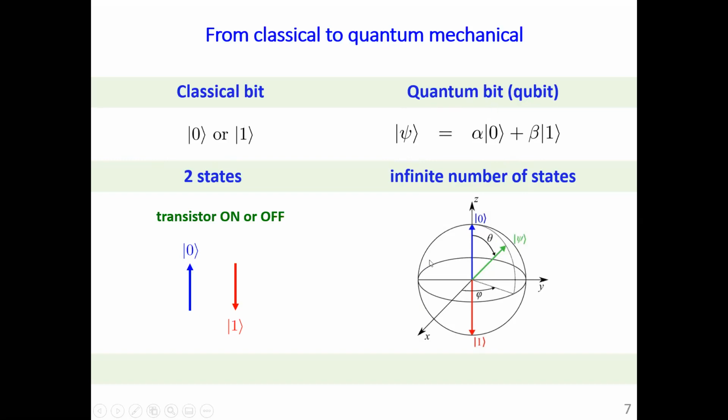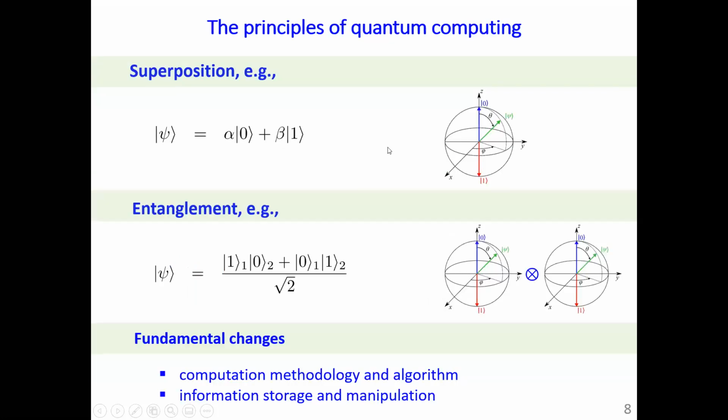bit can be located anywhere around this Bloch sphere. That means a quantum bit carries an infinite number of states until the measurement collapses this wave function and the outcome becomes manifest. And the quantum computer makes use of quantum principles to do calculations.